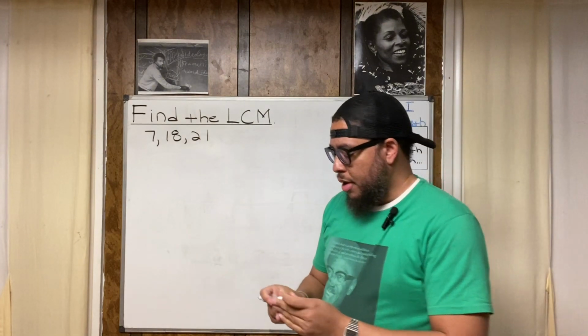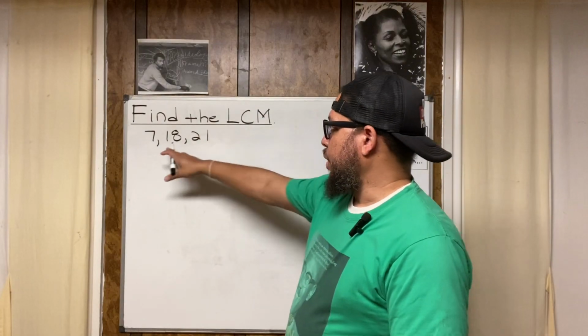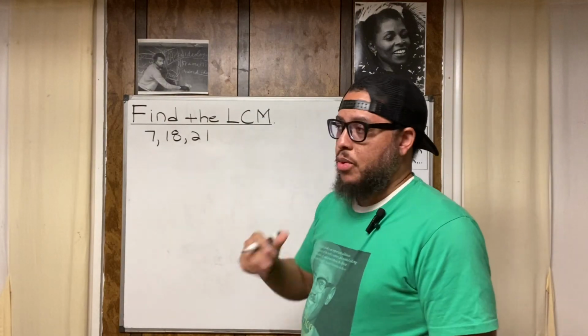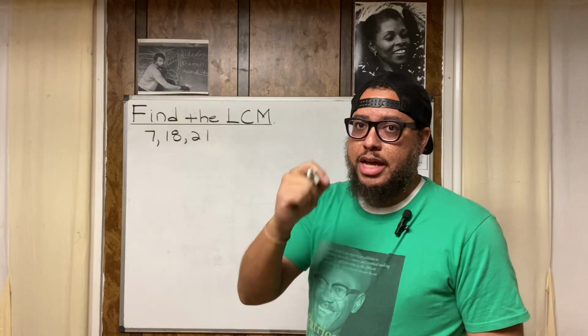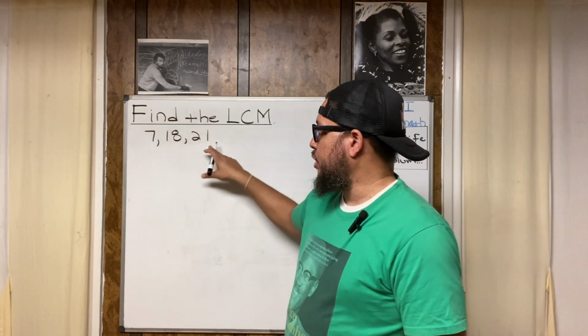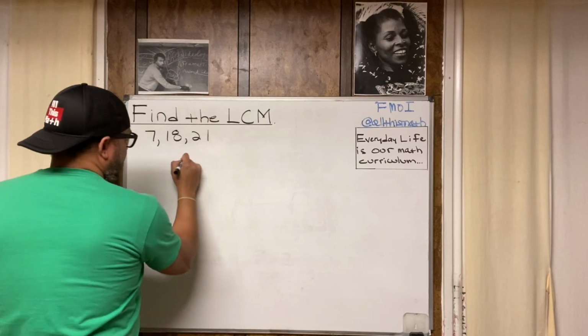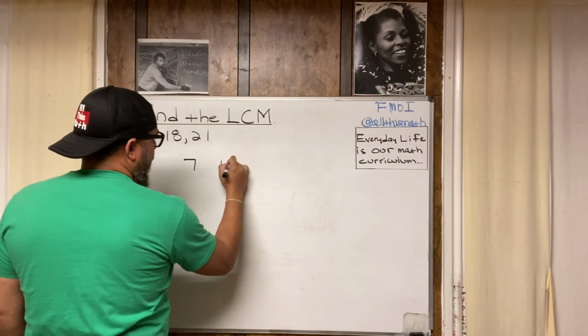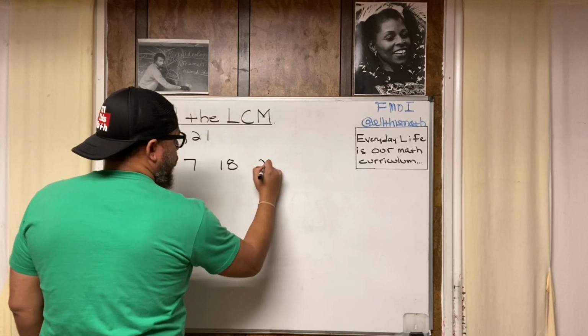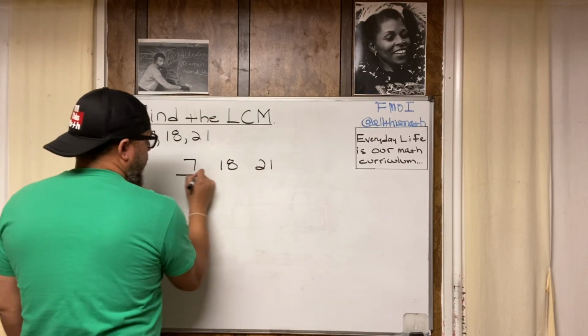You'll see why. All right, so look. We got 3 numbers, 7, 18, and 21. We want to find the least common multiple between 7, 18, and 21. So what I'm going to do is rewrite these numbers. I'm going to write a 7, leave some space, write an 18, leave some space, write a 21. And then I'm going to write an L.